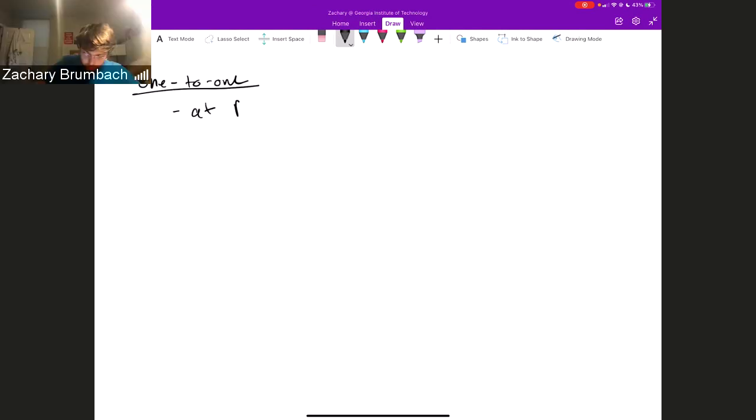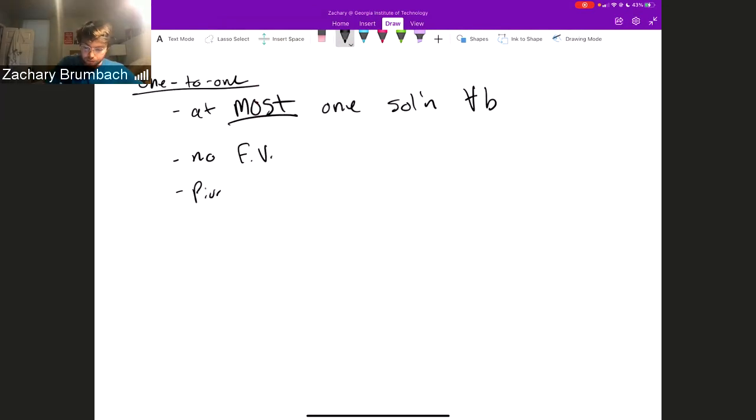At most one solution, this little upside down A means for all b. What else does that mean? It means we have no free variables. That's not how you write a b. No free variables means you have a pivot in all columns.